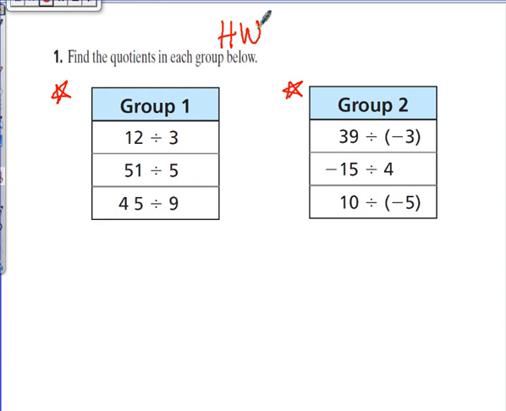Remember, if you have the same sign, two positives or two negatives, then your answer will be positive. If you have a different sign, one positive and one negative, then your answer should be negative.